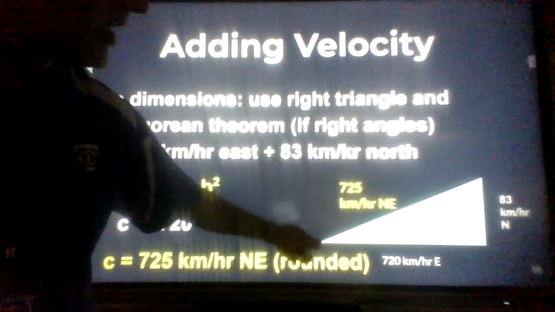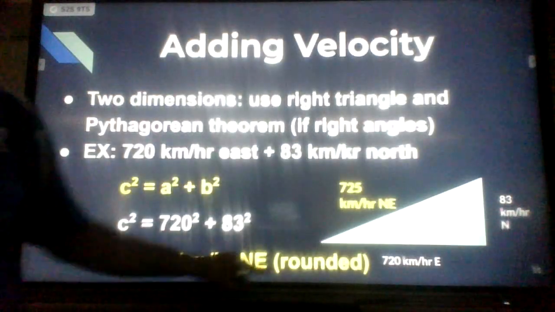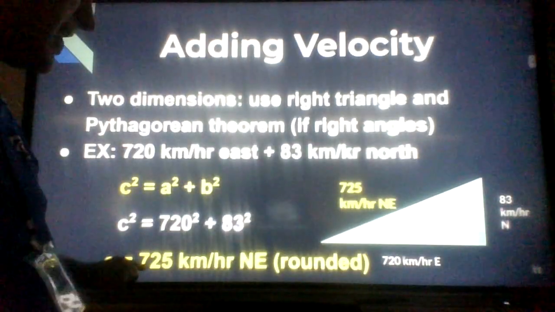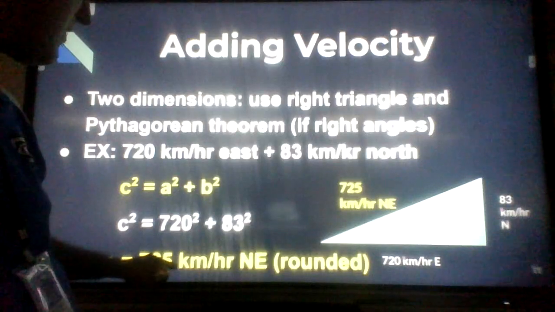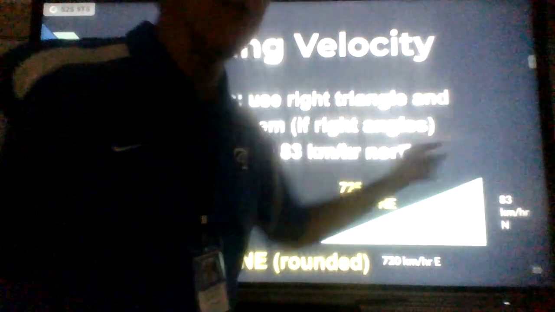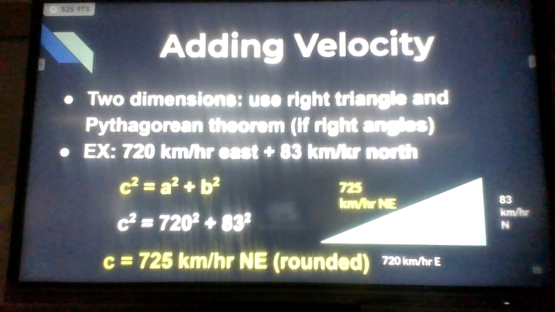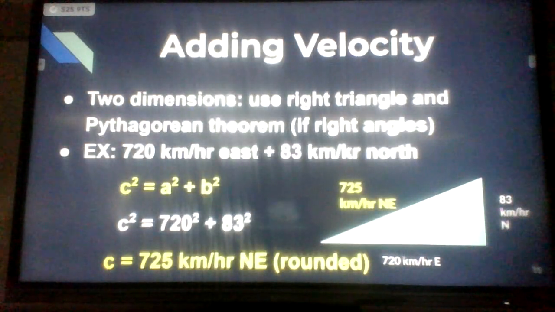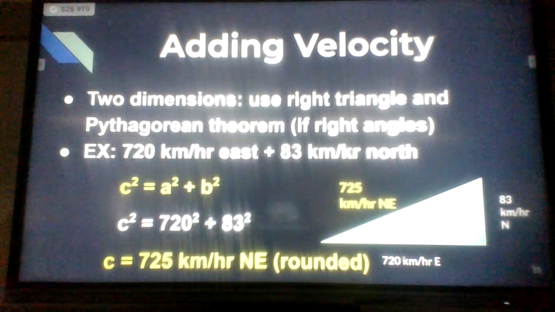So if we started here, and made this trip, we end up right there. We ended up approximately, our net velocity, 725 kilometers per hour northeast of where we started. It's just a right triangle. It's just the Pythagorean theorem. Ready?